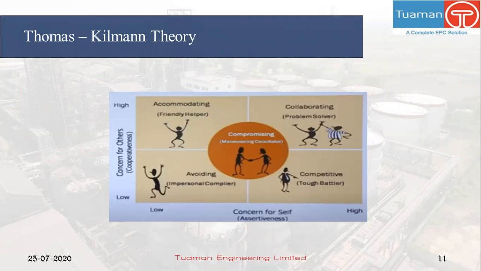The first is competitiveness. In a conflicting situation, a person whose whole ideology is that he is very high in assertiveness but low in cooperativeness, is somebody who wants to make people lose so that he can win. So a person who is very competitive in nature can have this type of behavior. On the opposite of competitive, we can see accommodating, the complete opposite of competitiveness. It is high on cooperativeness but low on assertiveness.